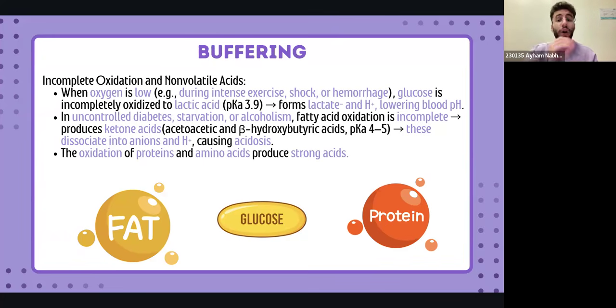The last part, which is the oxidation of proteins and amino acids, would produce by nature strong acids, as we said earlier. So these three systems are the sources of the hydrogen in our body. Once any one of them is defective, that will lead to the accumulation of hydrogen, leading to acidosis. Perfect? That's it.